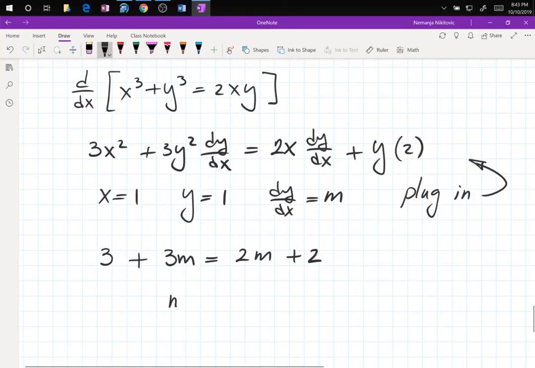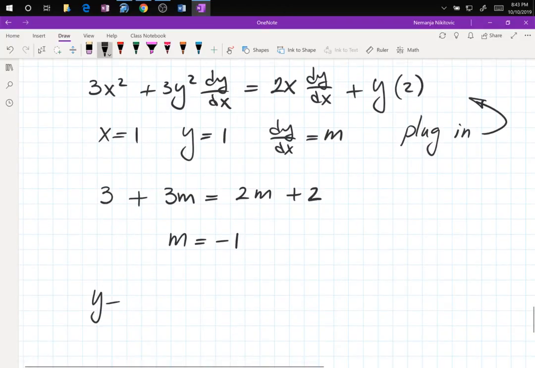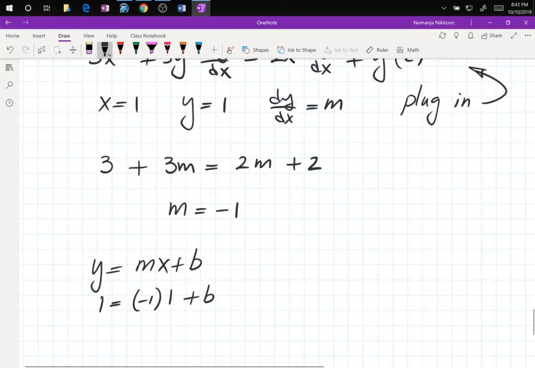From here, m is equal to -1 in the next step. And now y equals mx plus b: y is 1, m is -1, x is 1, plus b, so b is 2, and y equals -x plus 2, as I have foreseen. Tangent line, be gone.